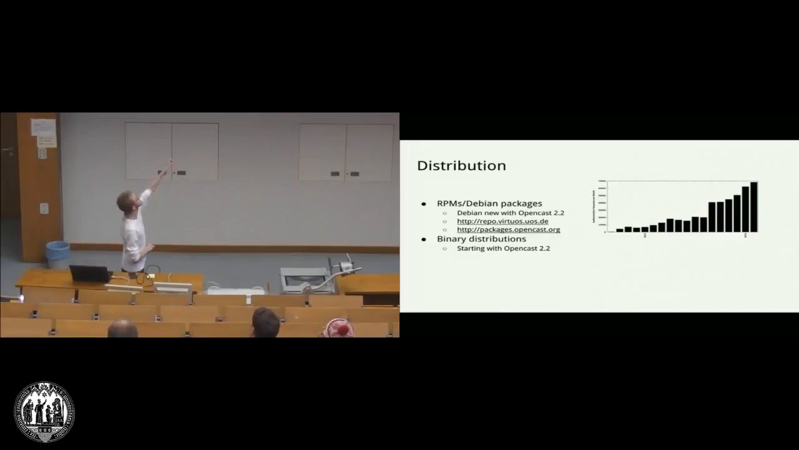We have seen, you know that graph, a lot of uptake on these binary distributions in the last couple of years. What we'll also do for the first time with 2.2, at least that's planned at the moment, is hand out binary tarballs. Since we're now using Apache Karaf as a basic architecture for Opencast, we get these binary distributions and we will just distribute them using Bitbucket. So hopefully that will make things easier for people, especially if you're on, I don't know, weird operating systems, you know what I'm talking about.